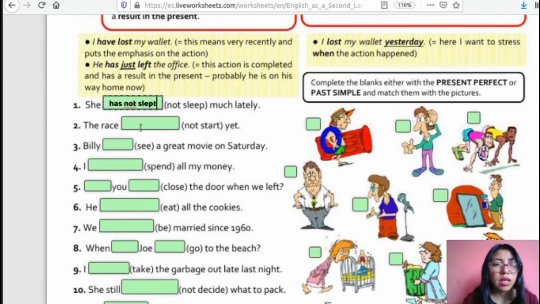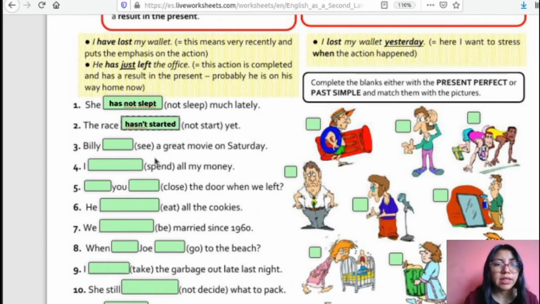Okay? The race not started yet. Pay attention. Yet, that is a time expression that we are going to use in present perfect. Okay? The race hasn't. I can use has not or hasn't. Hasn't started yet. Okay? In this case, to form the past participle form, I have to add ed.